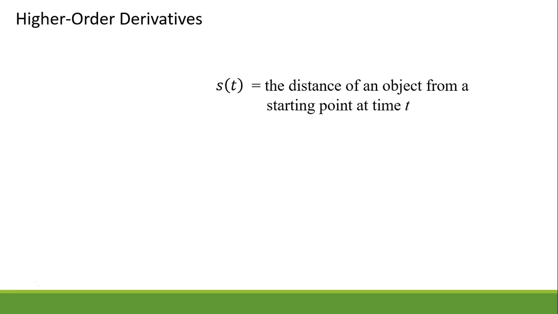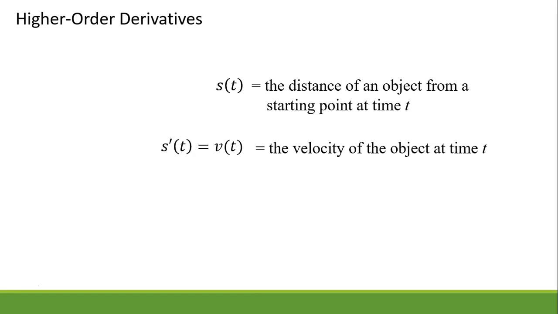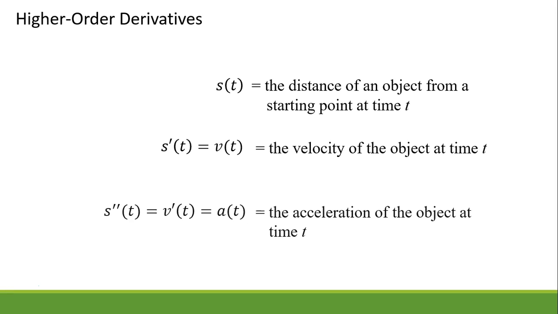Derivatives can be used to describe the motion of an object. So if we say that s of t is the distance of an object from a starting point at time t, then the derivative of that, which we can call v of t, is the velocity of the object at time t. It's the speed that the object's moving. And the second derivative of our function s of t, which is really just the derivative of the velocity function, is the acceleration function a of t, the acceleration of the object at time t.